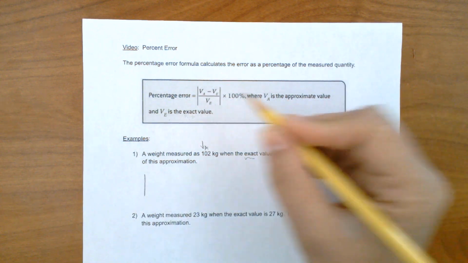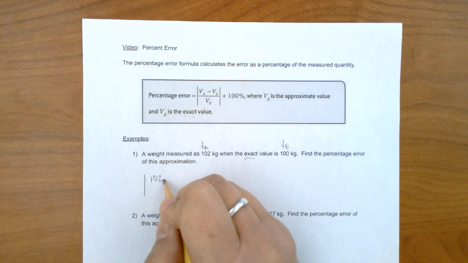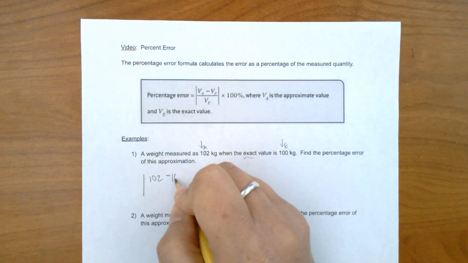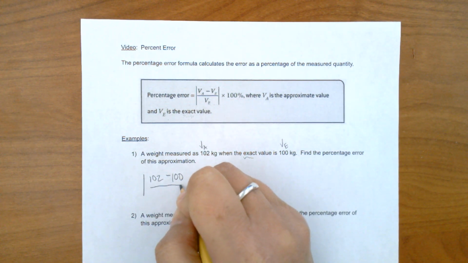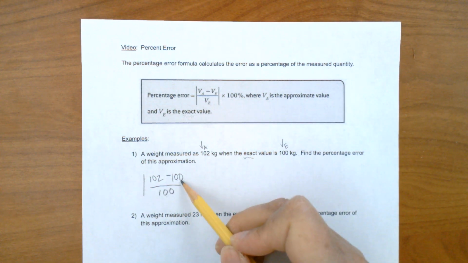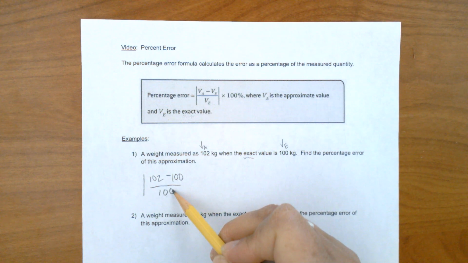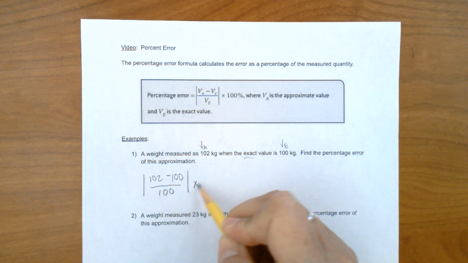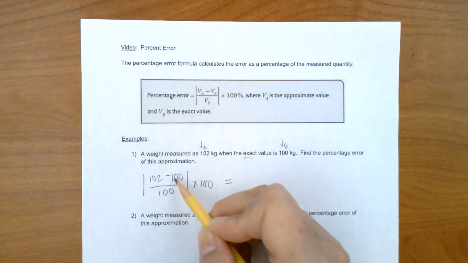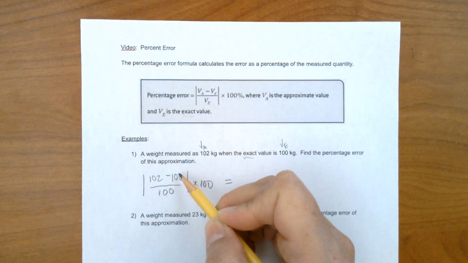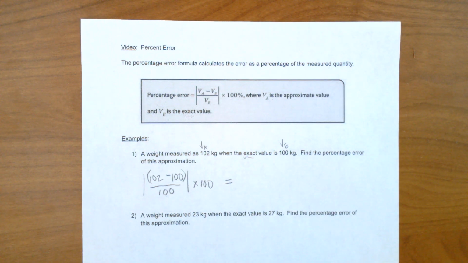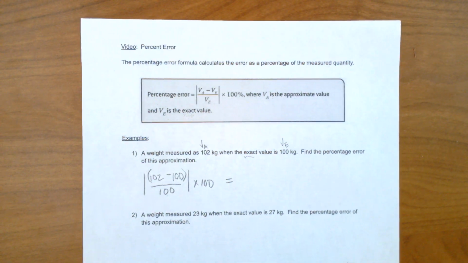Let's put them in the formula. Absolute value of our approximate 102, V sub A, minus our exact 100, all divided by our exact, which is 100. So these two numbers right here should be the same. So that could be a check. Times 100 equals. Now, if you want to do this whole process in the calculator, you have got to put parentheses around the top. We have got to subtract first before we can divide.